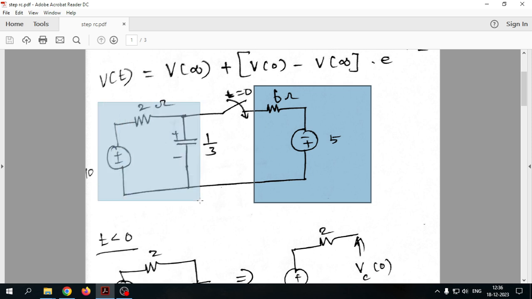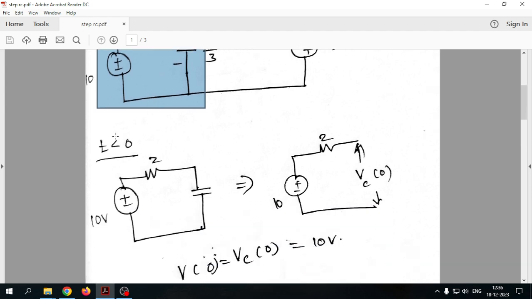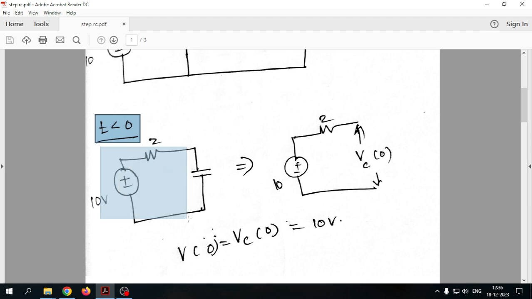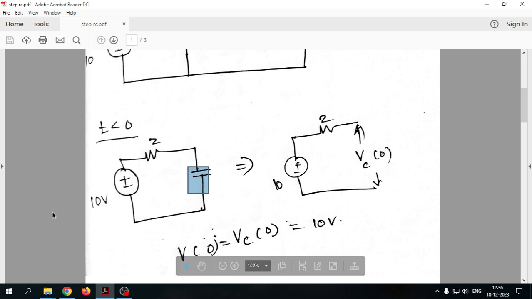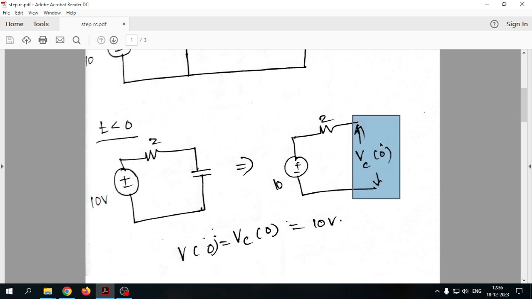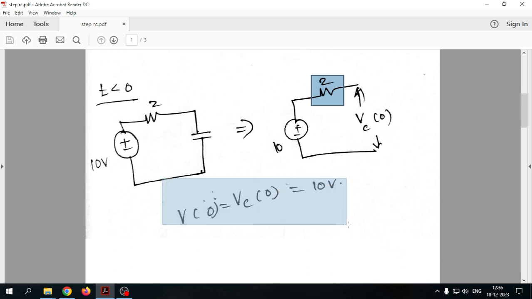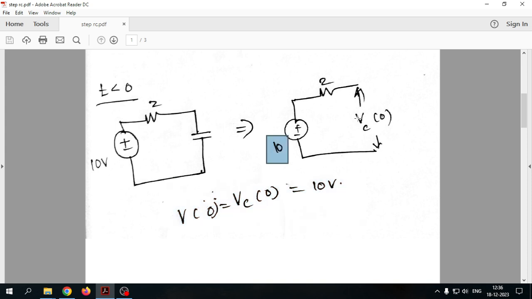So we only have the circuit up to here, and we are going to find the initial voltage across this capacitor. So for t less than 0, this is the circuit we got from the original circuit, and we know a capacitor is open circuited for DC voltage, and we want to calculate the voltage drop across here. Since it is open circuit, the entire voltage will appear over here. The 2 ohm resistor is ineffective as it is open. So we can assume that the initial voltage V of 0, or Vc of 0, which is the voltage drop across the capacitor, will be the same voltage, 10 volts. This is for the condition t less than 0.